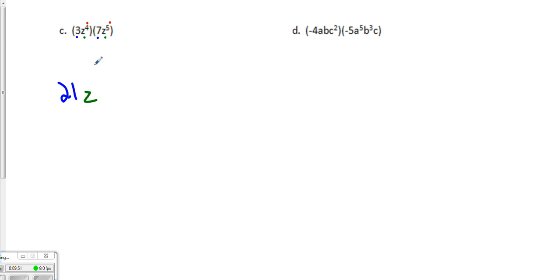4 plus 5. Remember, those are just added together. 4 plus 5 is 9. So 21 times z to the 9th. This would be our new monomial.